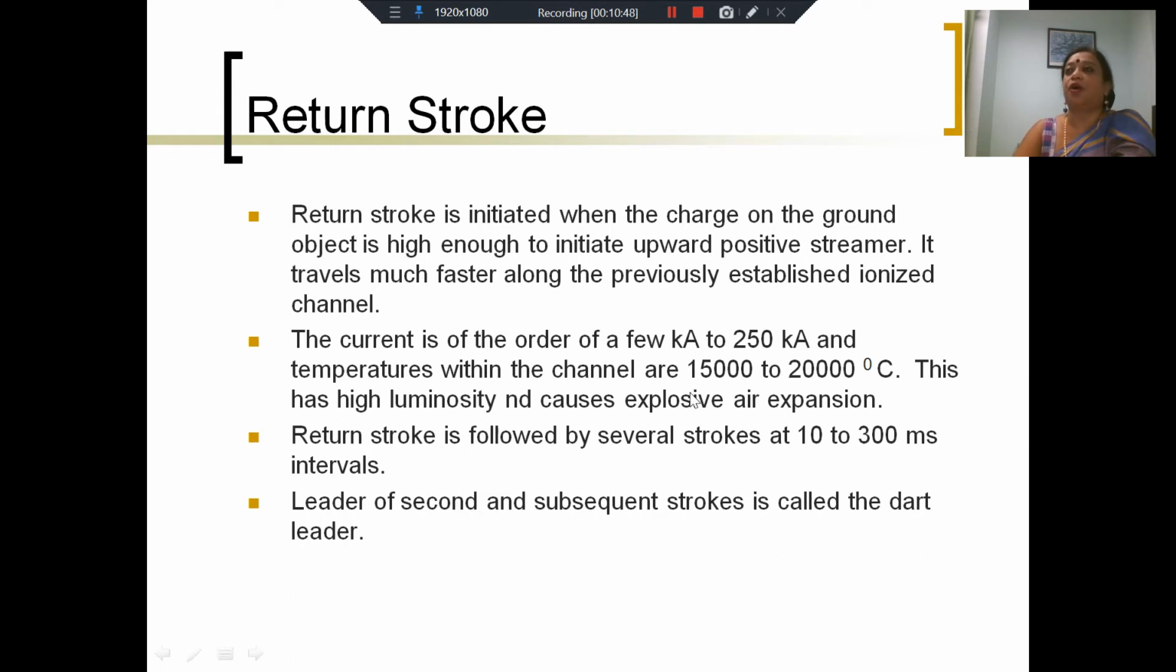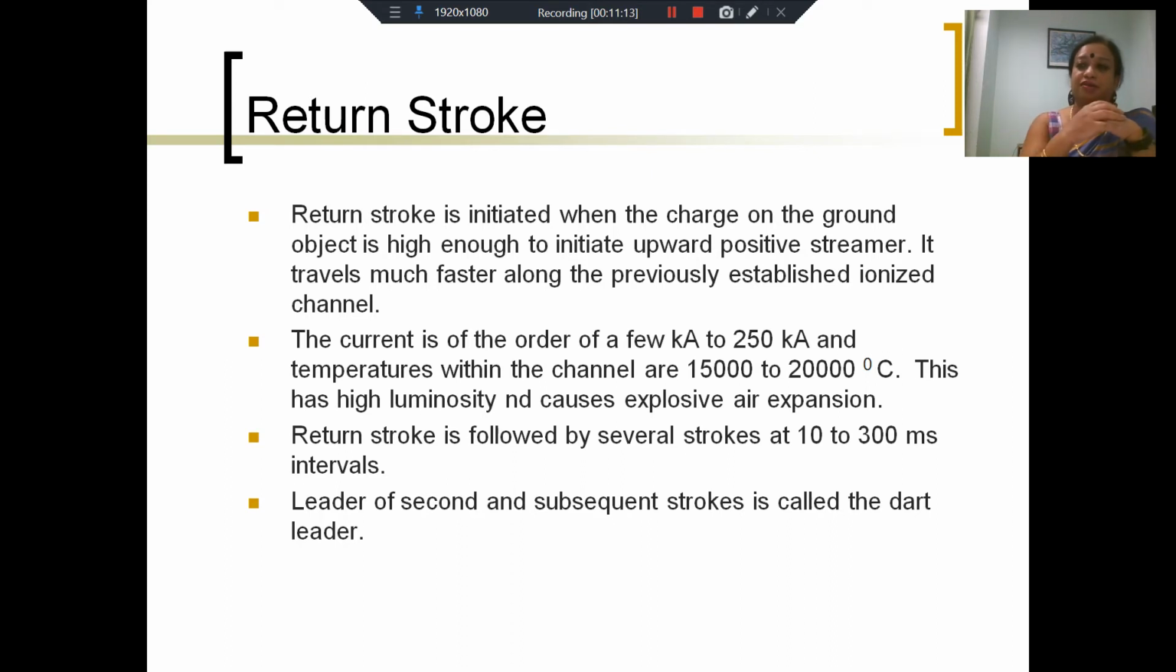And the most problematic thing is that this channel causes explosive air expansion. That is like a bomb, the explosion of a bomb. When a bomb explodes, the air around it receives a shock wave, and this shock wave propagates from the core of the bomb all around. A similar thing happens with the lightning strike.